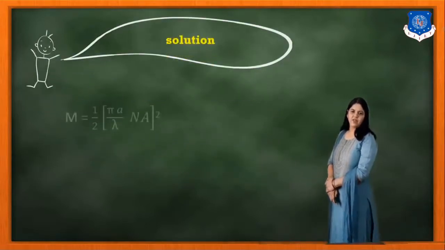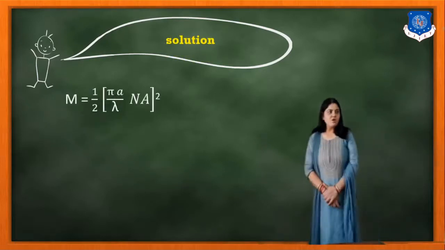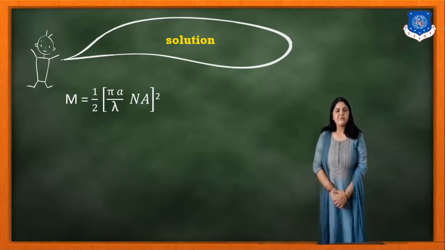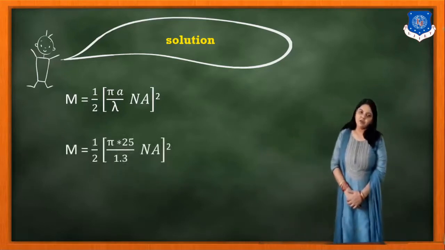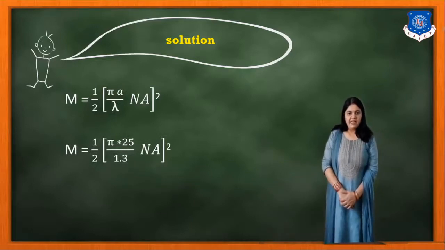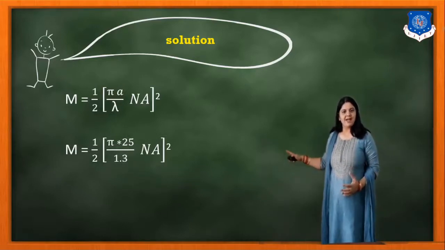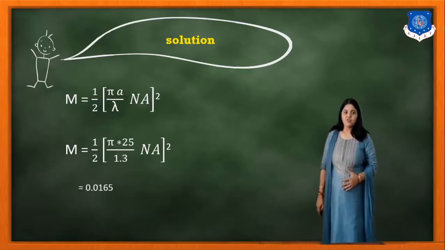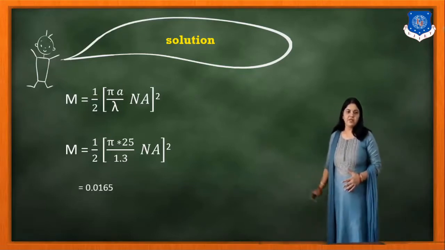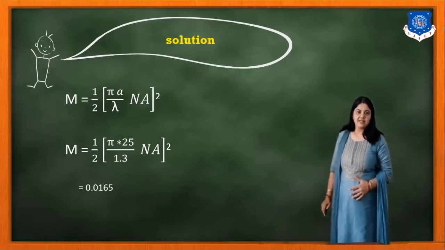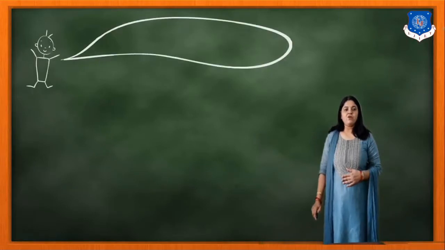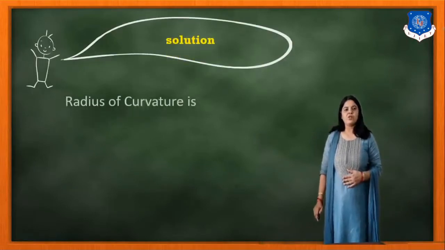So now we will do the example. We know that the mode equation is M is equal to 1/2 (2 pi a upon lambda times NA) whole square. We'll put the various values. So M is equal to 1/2 into 2 pi into a is 25, lambda is 1.3, NA whole square, 50% of the mode. So now here you can see that the value of this, that is 0.0165. So now we have the value that is the capital M equal to this.